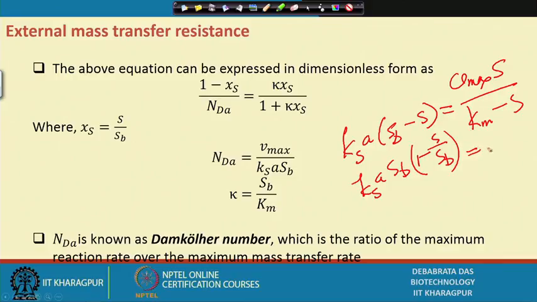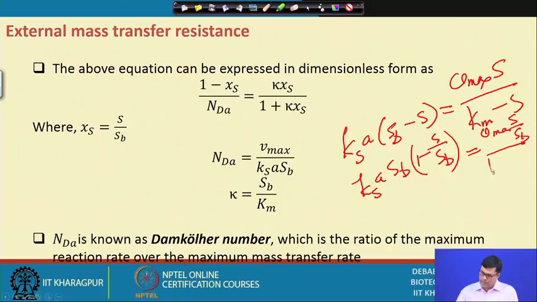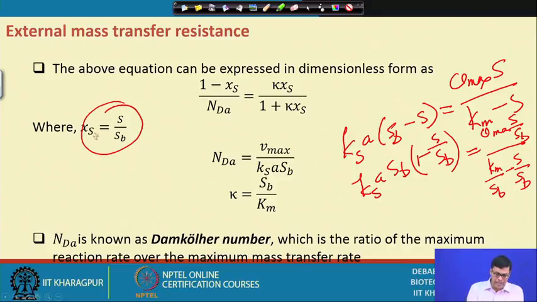Now, if you divide with Sb, we can write Vmax times S by Sb, divided by Km by Sb plus S by Sb. Now, if we assume xs equals S by Sb, and we define NDA, the Damkohler number, as Vmax divided by Ks A Sb.